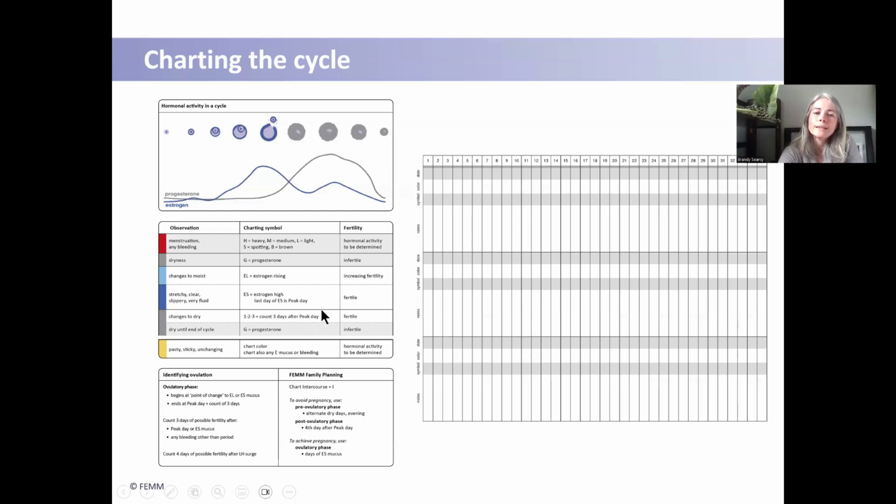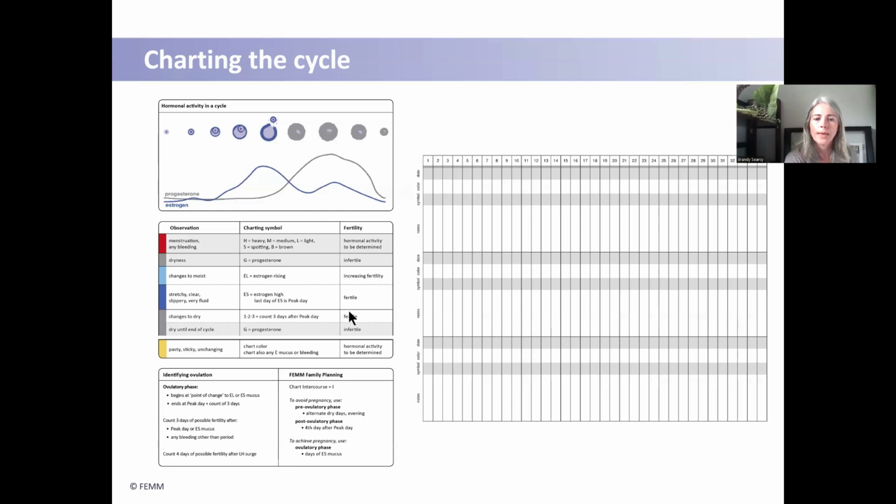When you see this transition between your ES back over to your dry type cervical fluid, you will write 1, 2, or 3 here in your symbol. And this is a visual cue for you too, to know that you have done your 3 days. This is especially important if you're avoiding pregnancy.